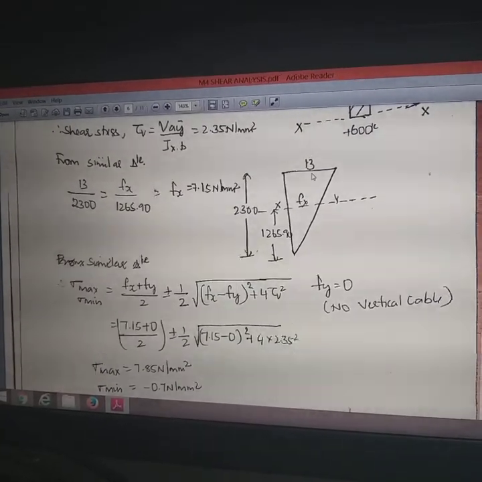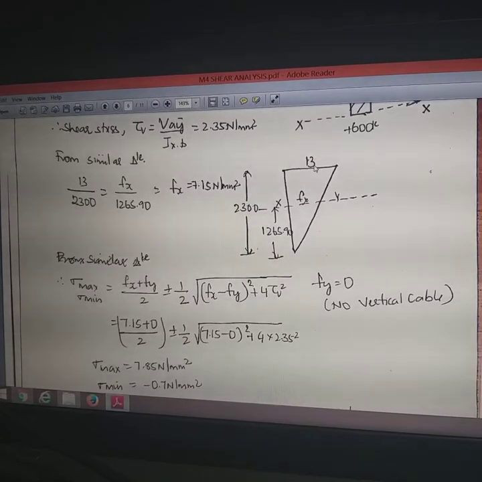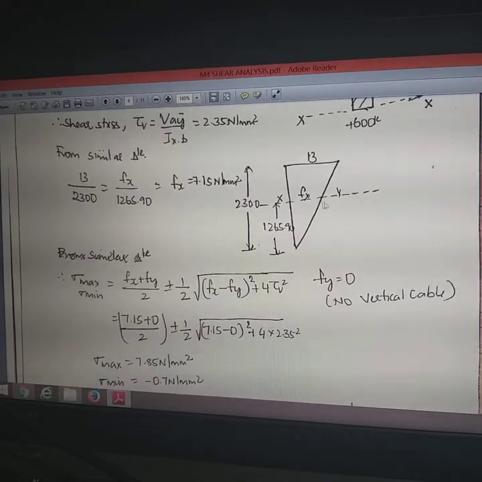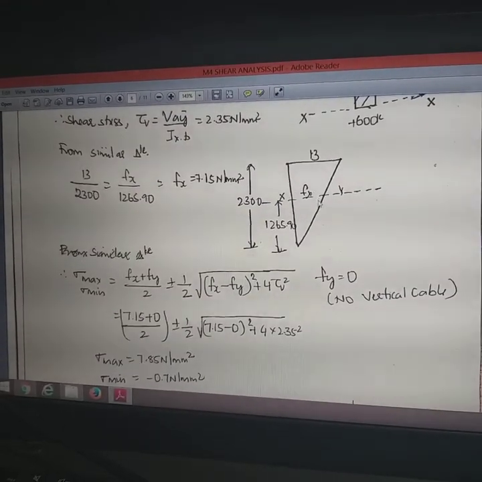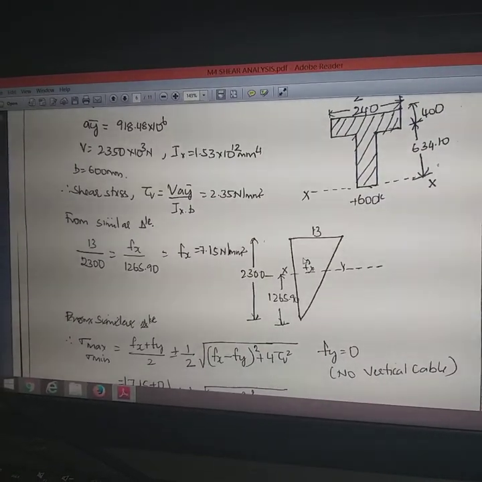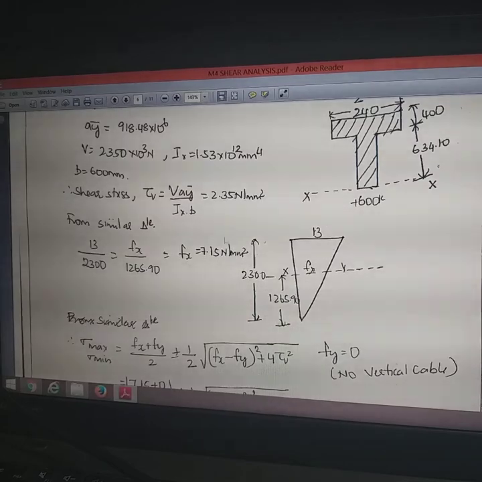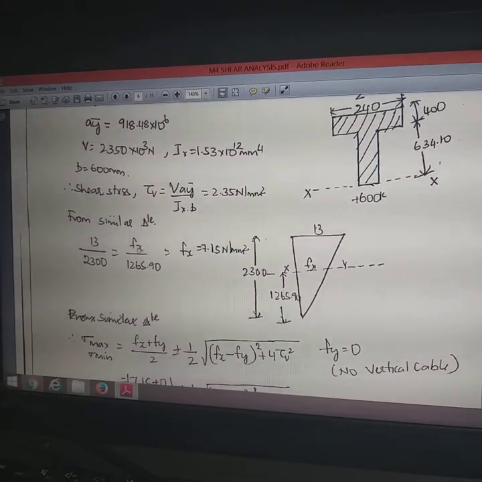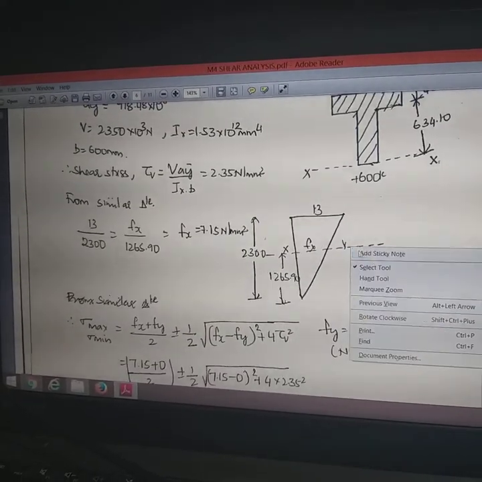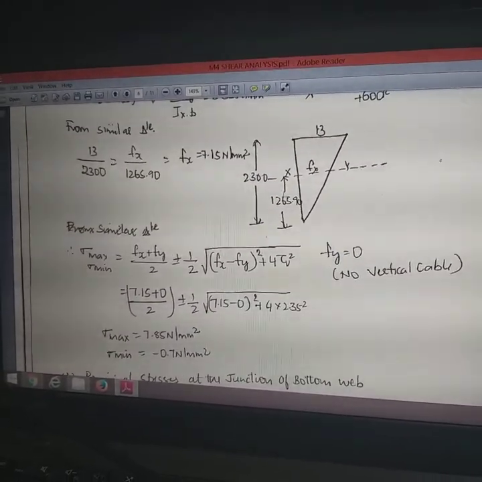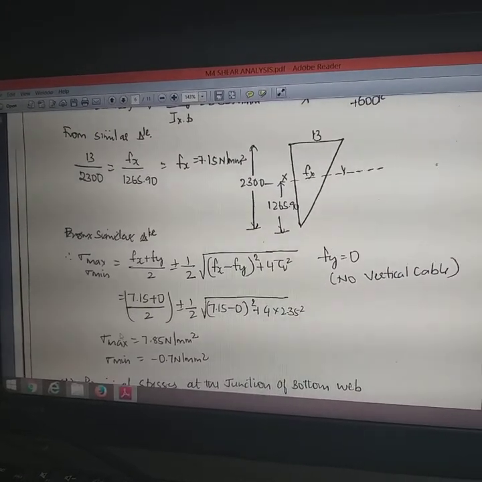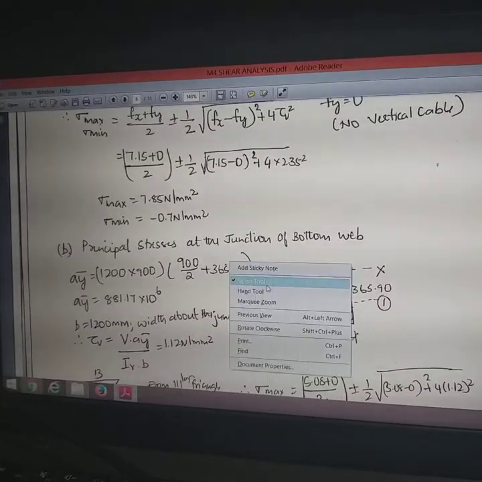It is given that at the compression face the stress has a value of 13, and at the tension face it is 0, but we need to find out what stress it is developing at its centroidal axis. Therefore we have considered this triangle. From the similar triangle, 13 divided by this total height equals fx divided by this height, and we will get the stress at the centroidal axis. Next substitute fx; fy is 0 because there is no vertical cable. You will get the maximum stress and minimum stress.